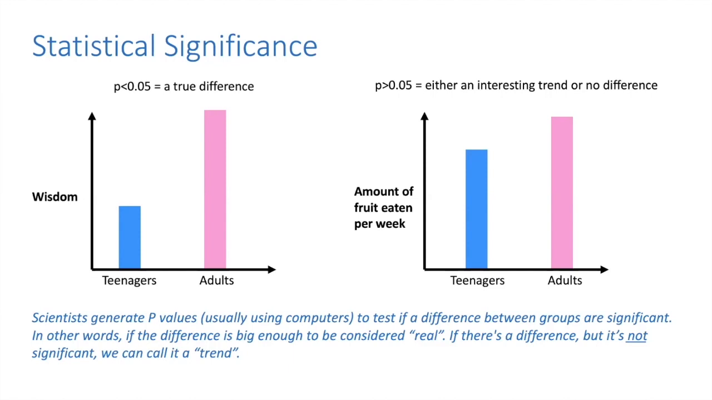On the left-hand side, we have an example of an experiment that is statistically significant and shows a true difference. As you can see in the bar graph, the adult group has much more wisdom compared to the teenage group. If there is a difference, but it is not significant, we call it a trend. On the right-hand side is an example of this. You see in the bar graph that there is an interesting trend, but no significant difference between the groups. The adults compared to the teenagers seem to be eating more fruit per week, but the researchers note that this is not a significant difference.